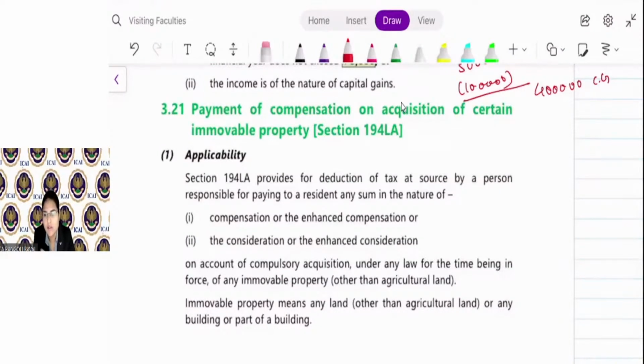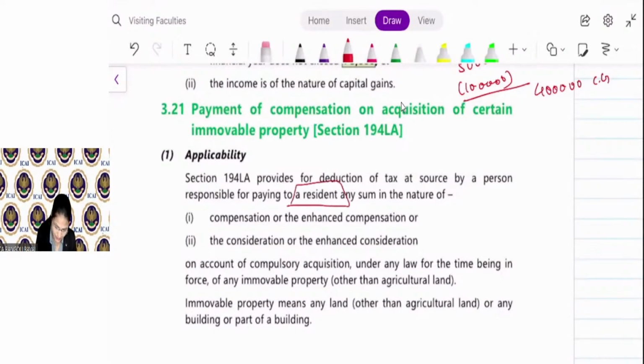So if a government compulsorily acquires your property, for example, for construction of bridge, then in that case, the government will pay consideration to you, right? So on that consideration, the government is required to deduct TDS under section 194LA. So 194LA provides for deduction of tax at source by person responsible for paying to resident.